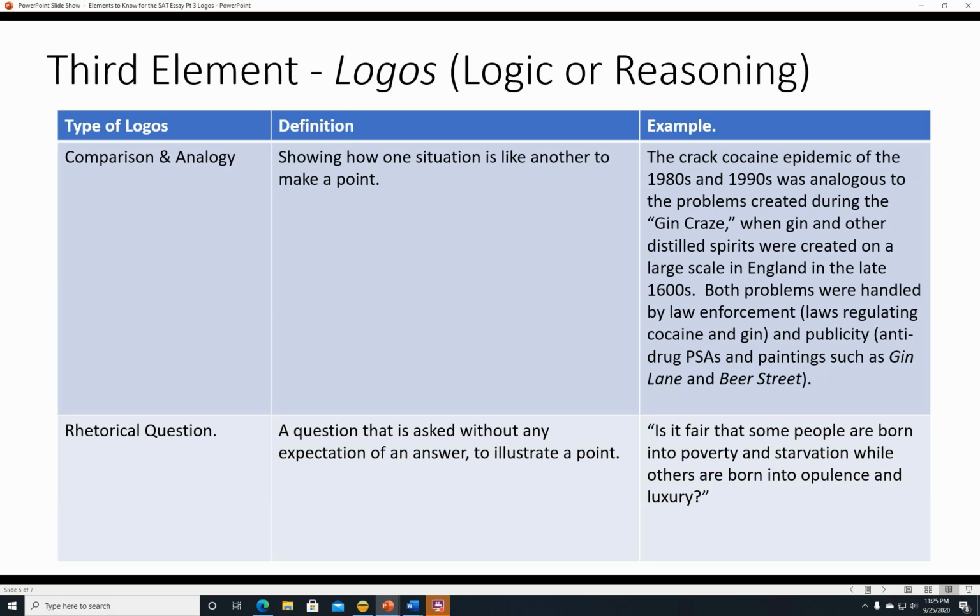Those were paintings that showed all the things that happened if you were using gin, and would show all these horrible things because people got too drunk on gin, whereas Beer Street, everybody was literally, I guess, sober and very responsible and things like that.